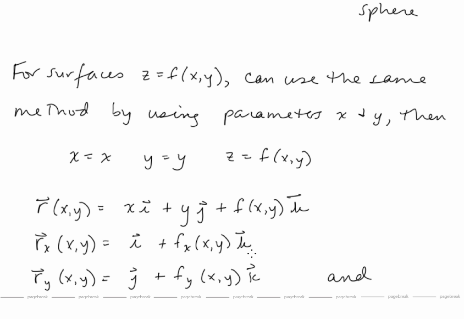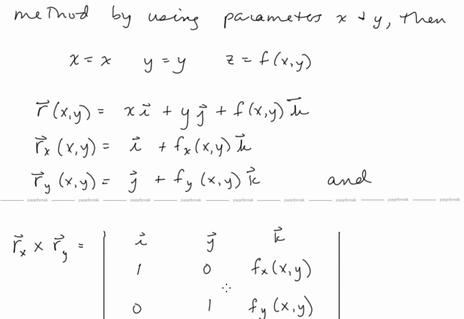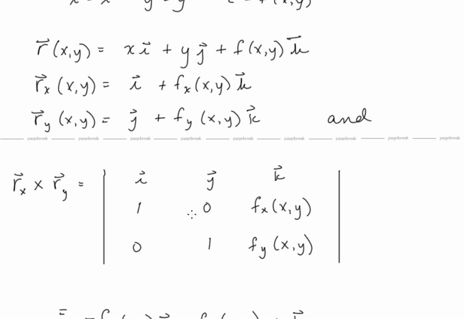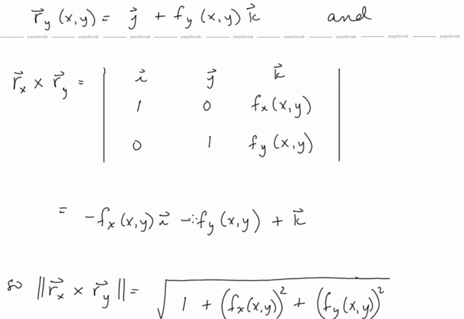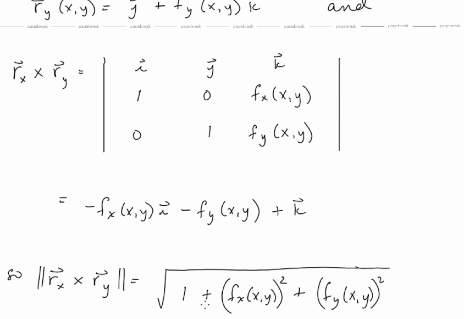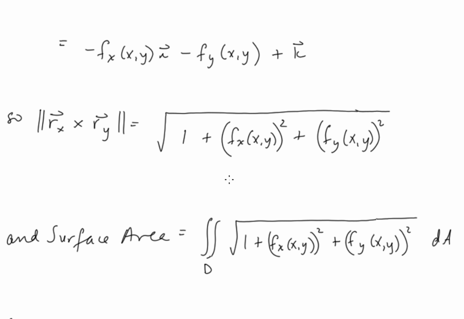That's here, i plus f sub x k. And then the y partial derivative is going to be 0 i plus 1 j plus f sub y k. And that's here. So the cross product of those two vectors looks like this. And taking its magnitude, we're here. So that double integral for surface area now looks like this. And remember, this is for surfaces that are graphs of functions, z equals f of x, y.